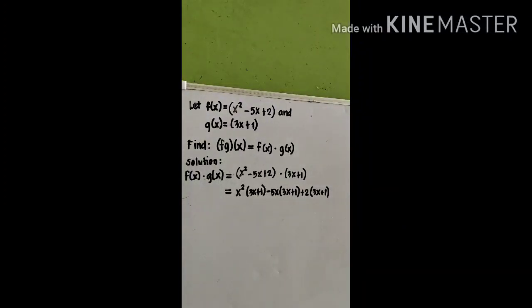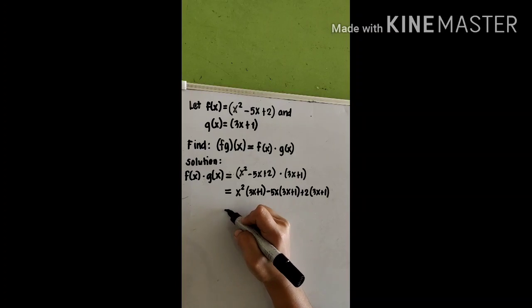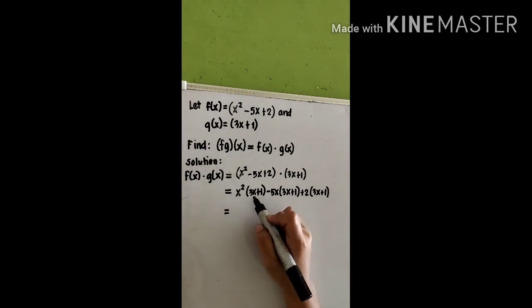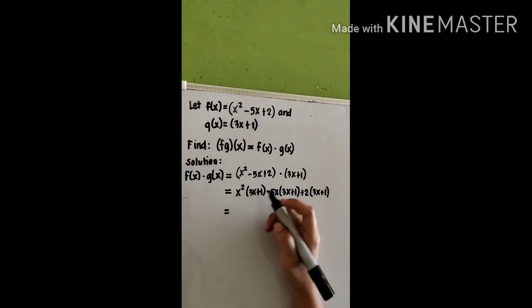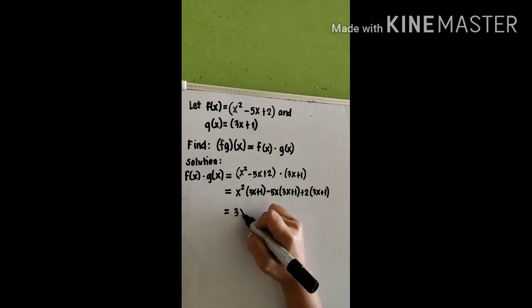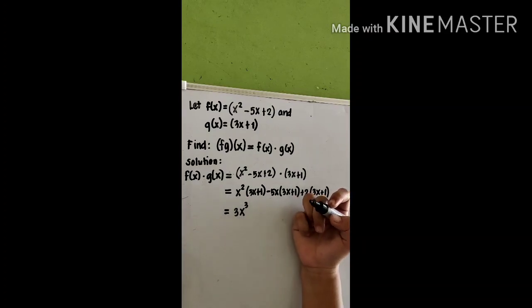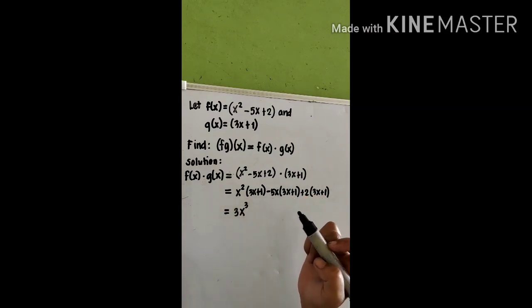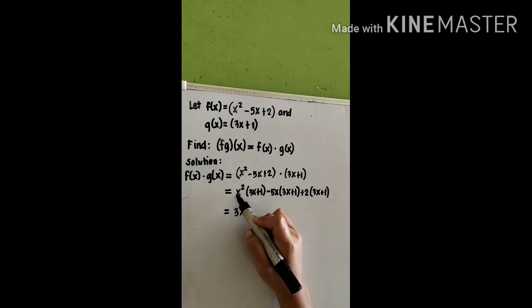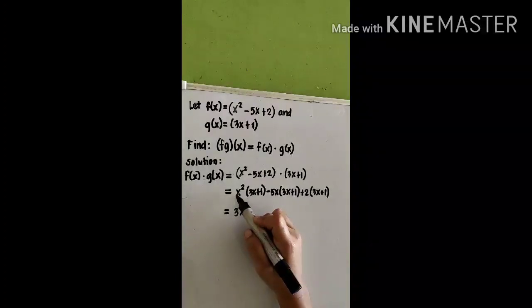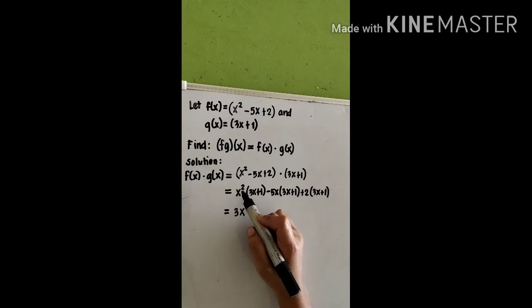So now I will multiply x squared into 3x plus 1. So this is x squared times 3x. That's 3x cubed. Now why 3x cubed? Because here I have multiplied its coefficient. The coefficient of x squared is 1. So 1 times 3 is 3.